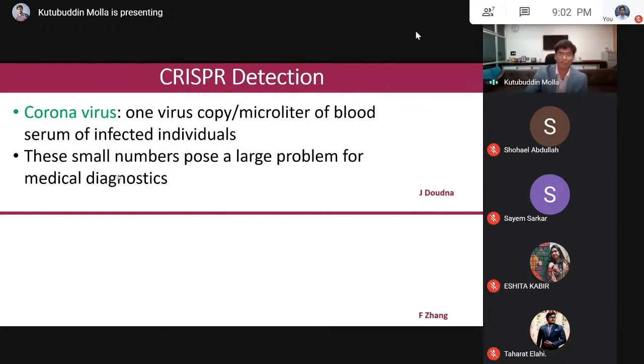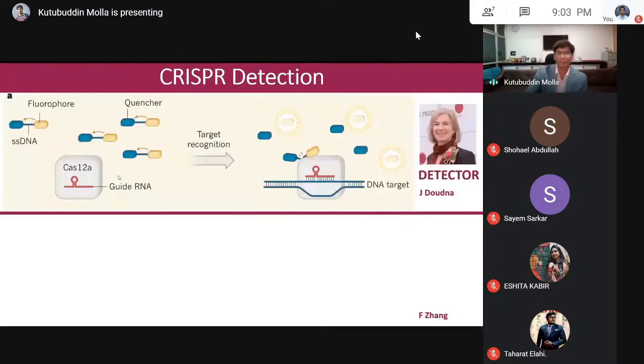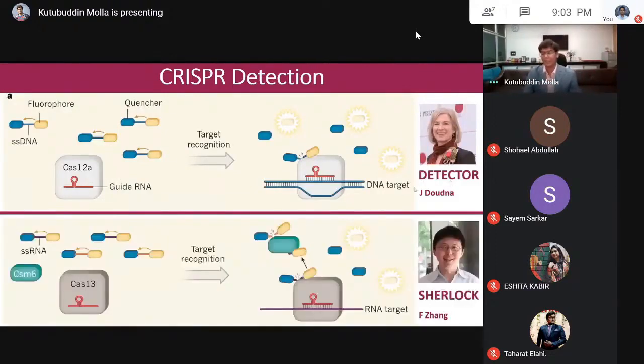Now CRISPR came for this kind of problem. So there are two methods. One is called the DETECTR method, and another is called the SHERLOCK method. They were devised, one by Jennifer Doudna from UC Berkeley, another by Feng Zhang from MIT and Harvard, and both depend on two orthologous Cas proteins. That is, one is Cas12a, another is Cas13. So this Cas12a has some special properties, not like Cas9, which is very specific. Obviously, this Cas12a will go and bind to the target sequence if you give a guide RNA.